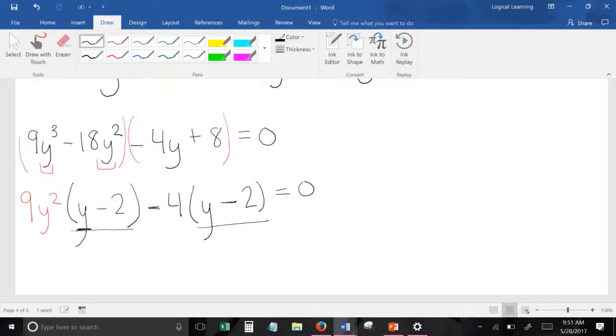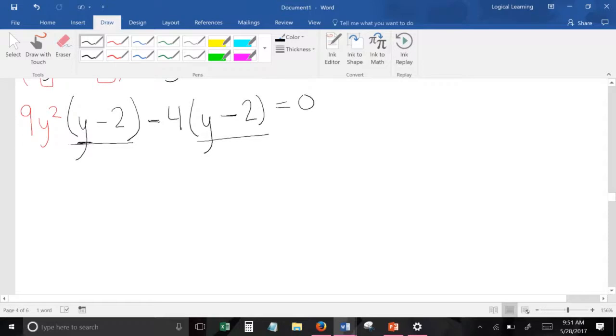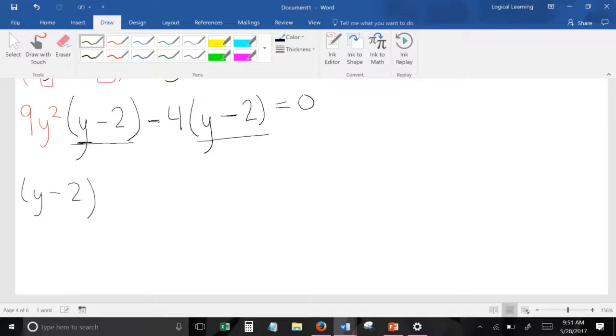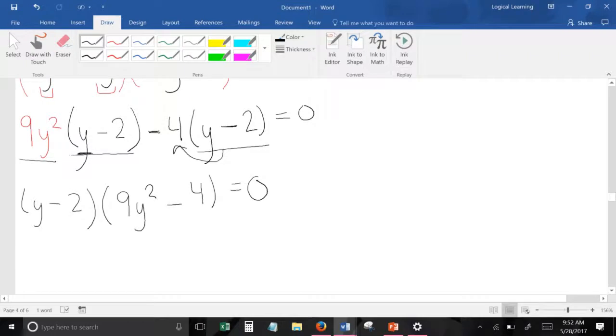And now, as you can see, both of our terms are multiplied by a y minus 2. So as we did in the previous equation, we can take that y minus 2 out. And what we're left with is, basically, you want to know, what did y minus 2 multiply by? Well, here my y minus 2 is multiplied by 9y squared, and here y minus 2 is multiplied by negative 4, so you have minus 4. So all we did there is we just took out a common multiple of each of our terms, because we can see that each of them is being multiplied by y minus 2.